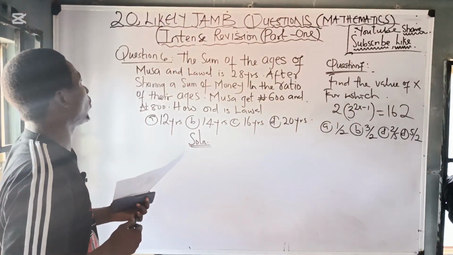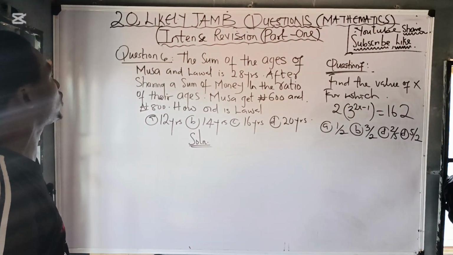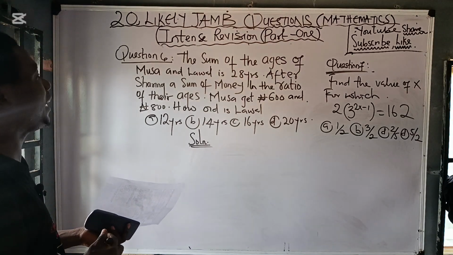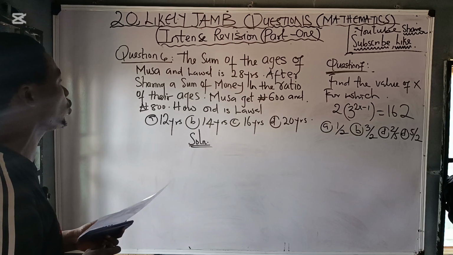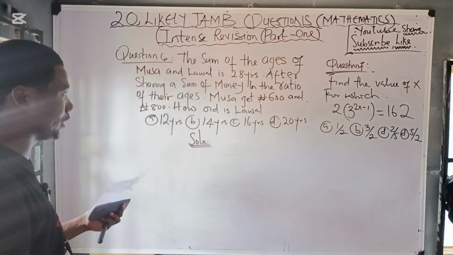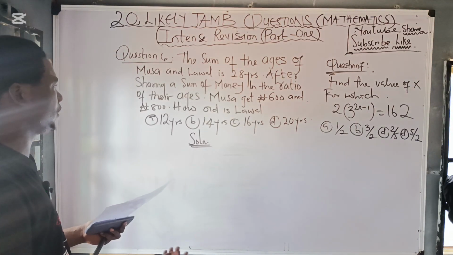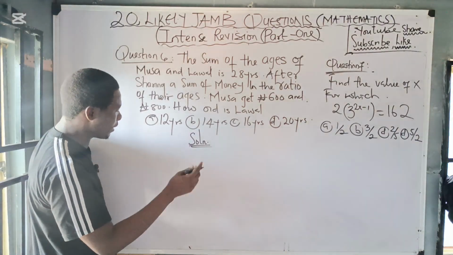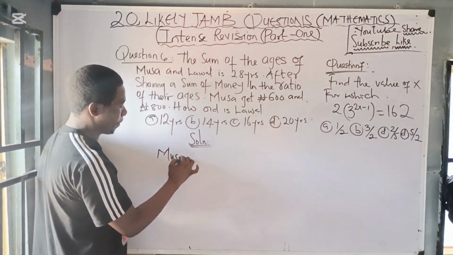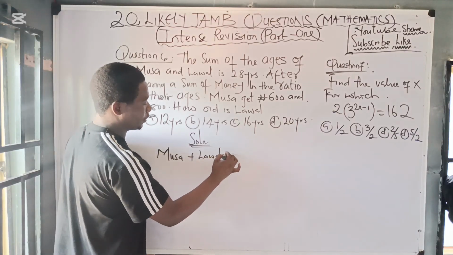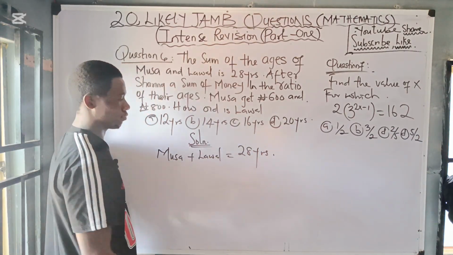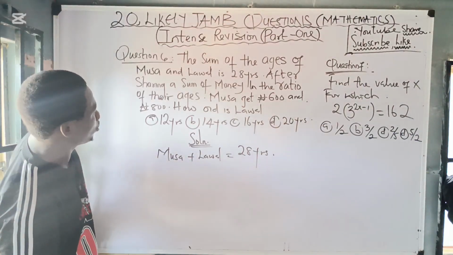Now, let's take question number 6. The sum of the ages of Musa and Lawal is 28 years. After sharing a sum of money in the ratio of their ages, Musa gets 600 and Lawal gets 800. How old is Lawal? Now, listen. The sum of the ages of Musa plus Lawal is 28 years.